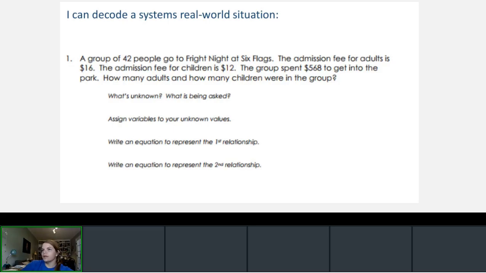All right, we are going to talk about systems today. Our goal is to decode a system's real world situation. So, we've been talking about systems of equations, and now we're going to apply it. How would we use this in the real world?